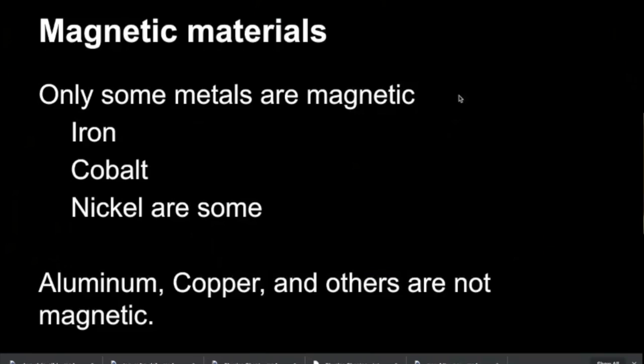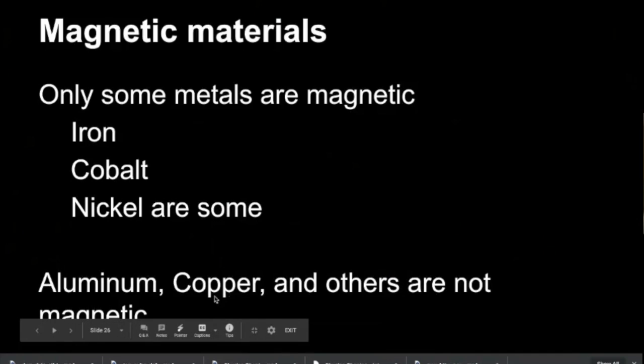Not everything is magnetic. Only some metals are magnetic. Iron, cobalt, and nickel are some of the magnetic metals. Things like aluminum, copper, and some other metals are not magnetic. So if you've ever tried to attach a magnet to a pop can, you notice that it didn't work. Or if you try to use a magnet on money, it does not work.